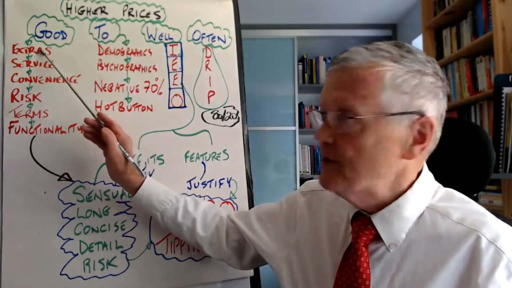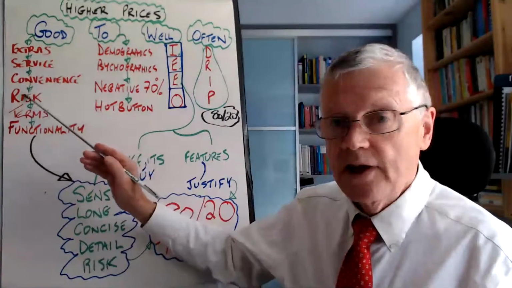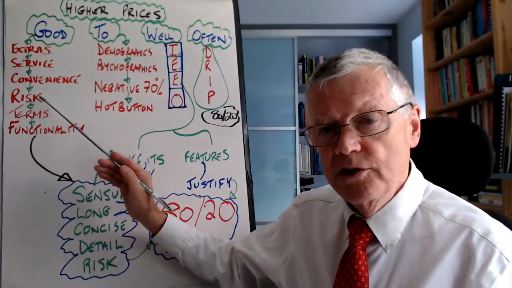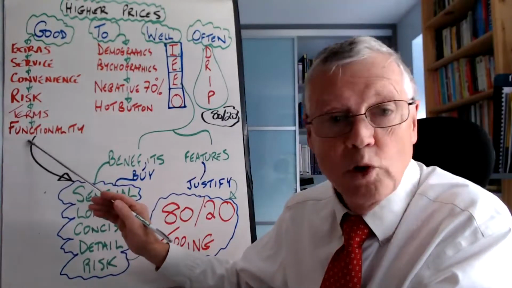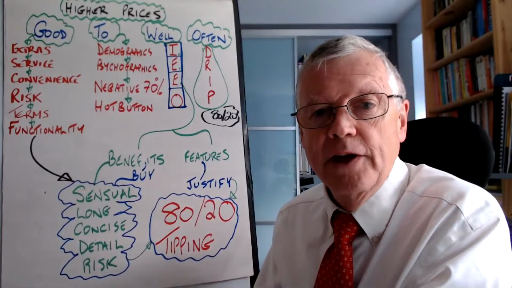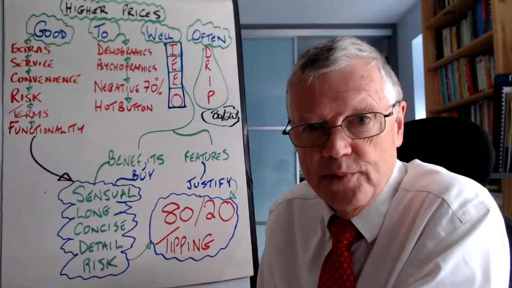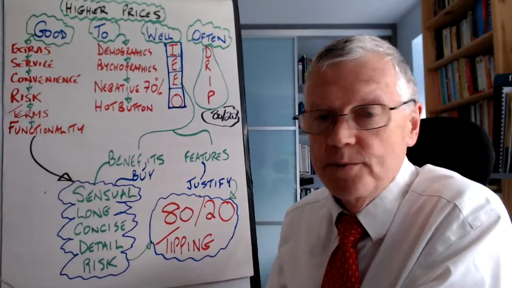So it could be that you provide extra services, extra features, extra benefits, extra convenience. You have ways of guaranteeing what you do to reduce the risk. You offer better terms. You just offer more functionality on what you provide. But something in there, you have to give them something that is better than what the competition does, and that it's actually focused on what motivates them to buy.